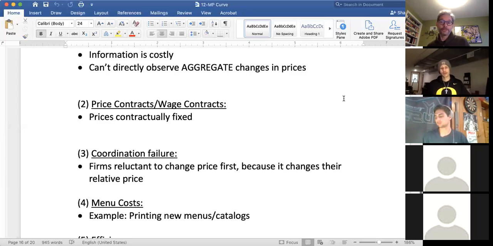Maybe Apple doesn't want to increase the price of the iPhone if they don't see Samsung increase the price of the Galaxy. And maybe Samsung doesn't want to increase the price of the Galaxy first until they see Apple increase the price of their phone. As a result, that creates some reluctance for firms to change prices because they don't want to be the first to change their price, because that will make their good much more expensive. This kind of coordination failure, right? One firm would increase their price if all other firms were increasing their price, but they don't want to go it alone, which means that firms oftentimes are very slow to change prices.